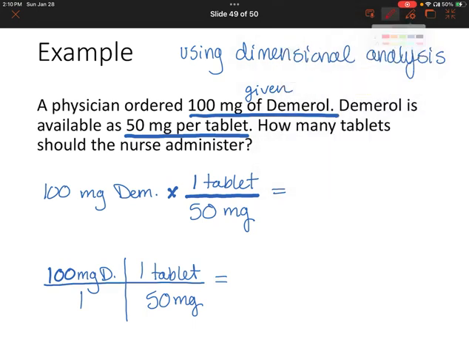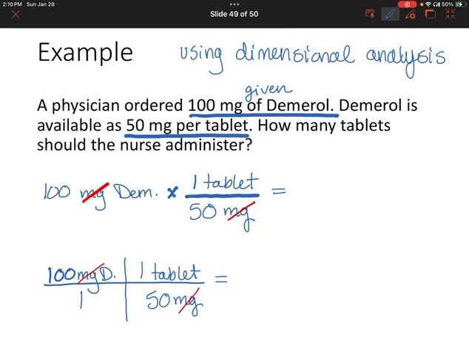But the idea with this setup is that you're then able to cancel your units and get the unit that you want. So for example, we have milligrams and milligrams in the numerator and the denominator, so we can cancel those out. We can see that below as well. Milligrams is on top and on bottom, so we can cancel them. And that way we're just left with tablets.